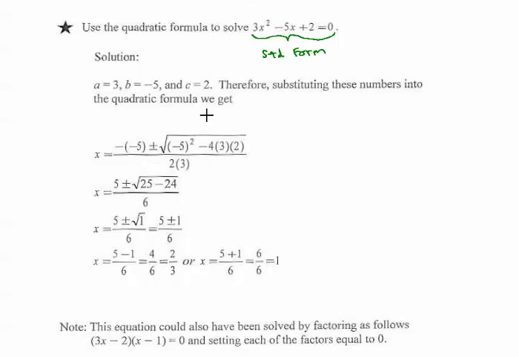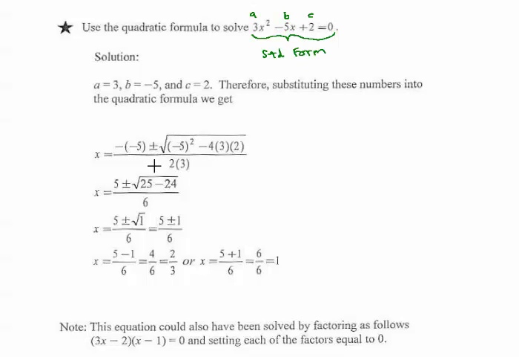So the first step that you really need to perform when you run into a quadratic equation is to make sure that it's in the standard form. Then you pull out your a, b, and c. A is always the coefficient of the squared term. B is always the coefficient of the linear term, and c is the coefficient, or the constant. So we get a is 3, b is -5, and c is 2.